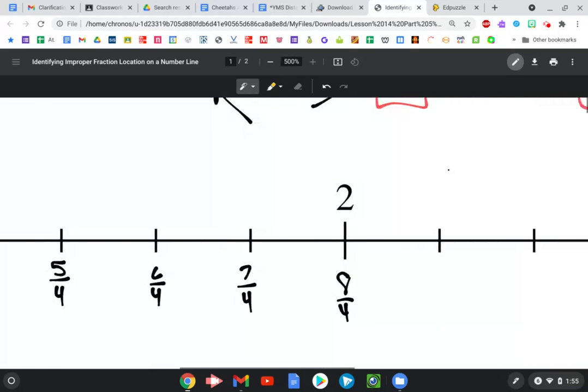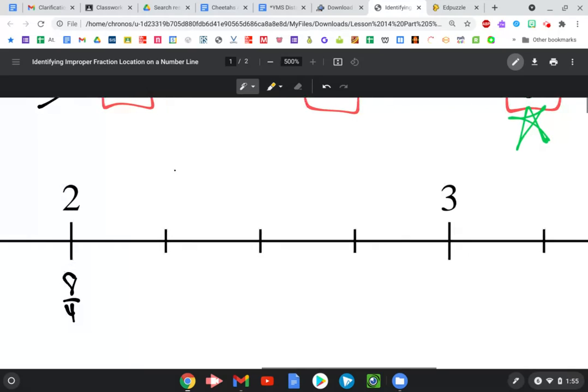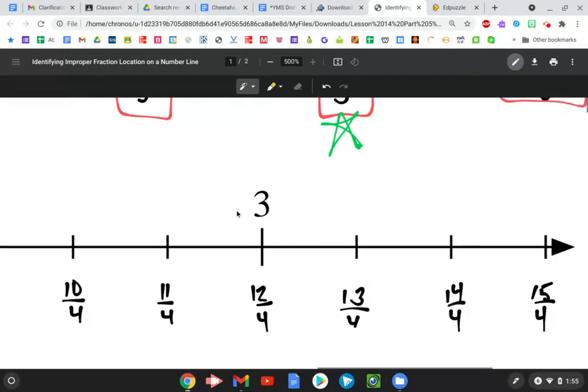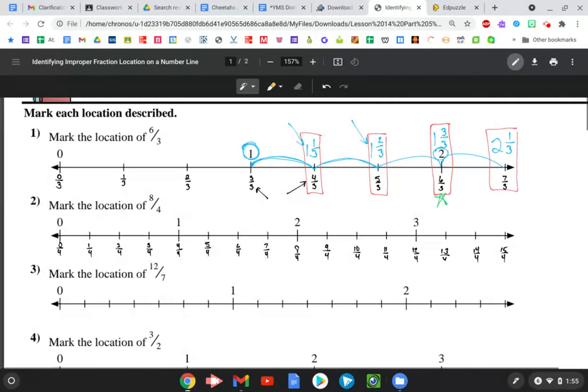And we can keep going. Check this out. This number line goes way past 2. We can count 9 fourths, 10 fourths, 11 fourths, 12 fourths, 13 fourths. Oh my gosh, how far does this go? Wow, 14 fourths and 15 fourths. Wow, look at that. Let's zoom out and check out this number line. We've labeled all the pieces correctly using improper and proper fractions, as well as a 0 and some whole fractions.